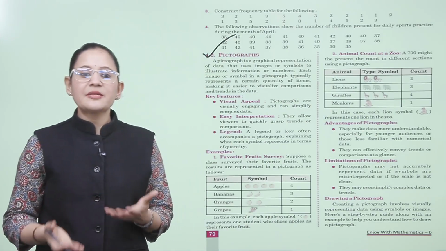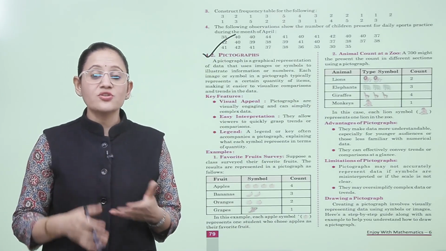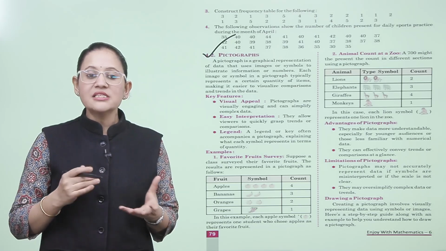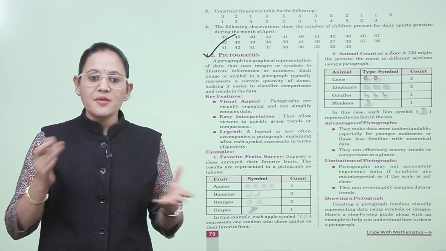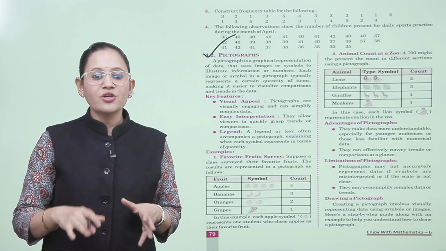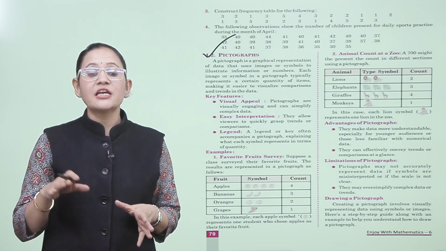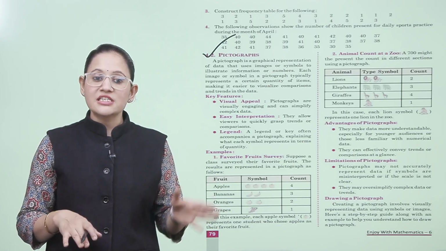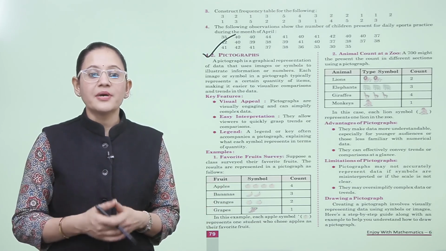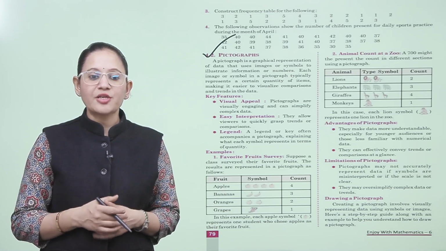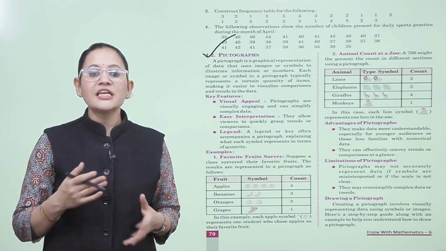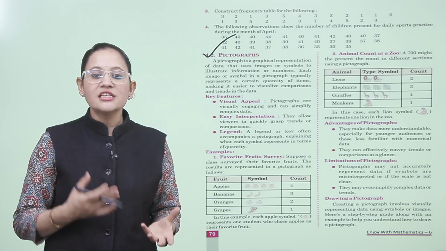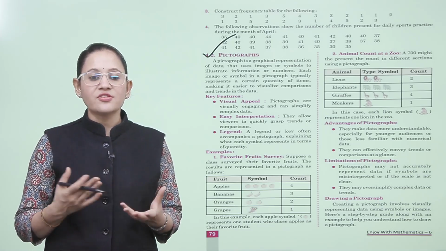Pictograph is the graphical representation of data that uses images or symbols. Pictograph means representing information in the form of pictures, that is known as pictograph. So a pictograph is a graphical representation of data that uses images and symbols to illustrate information or numbers. Each image or symbol of the pictograph typically represents a certain quantity of items, making it easier to visualize comparison and trends of data.